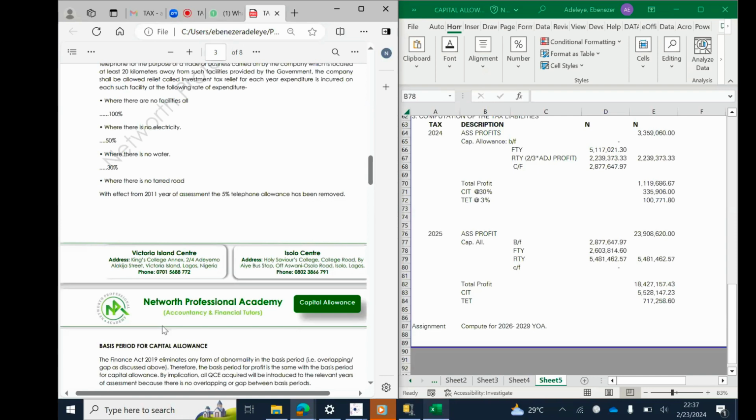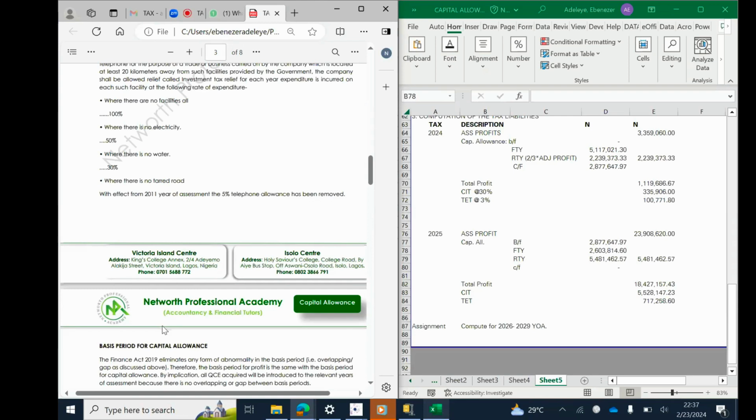Then multiply. You know what we do? What we do when we are operating here is to say y divided by 12. It means we are doing per month. But what we will do in practice is we will divide by the number of days and then multiply by the number of days actually.